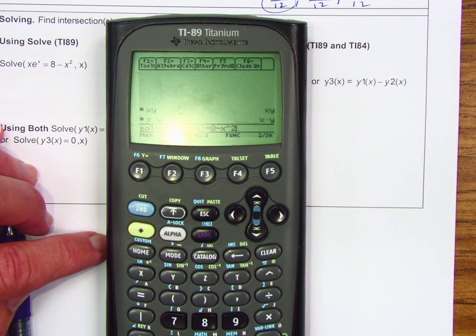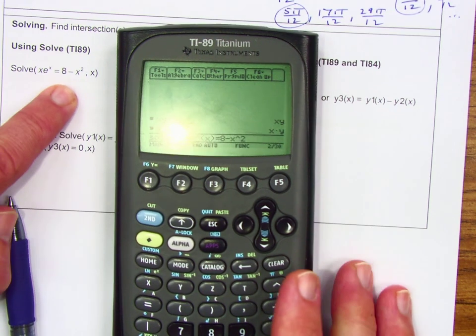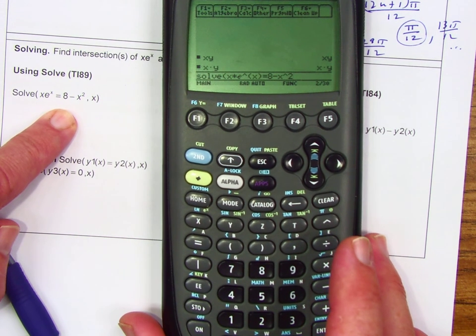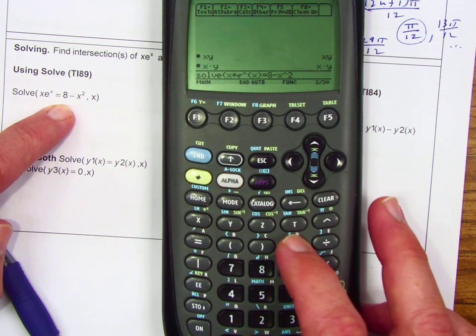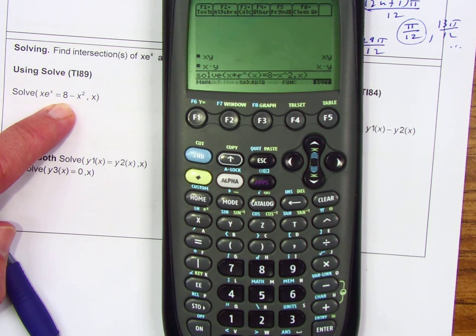So I've set them equal, or I could have done this one minus that one. It does not make any difference. Let me make sure you can see that from the glare. This time it's not off my head. Okay, comma x. All right, and I think we're going to get a warning here. Yep, it says more solutions may exist.